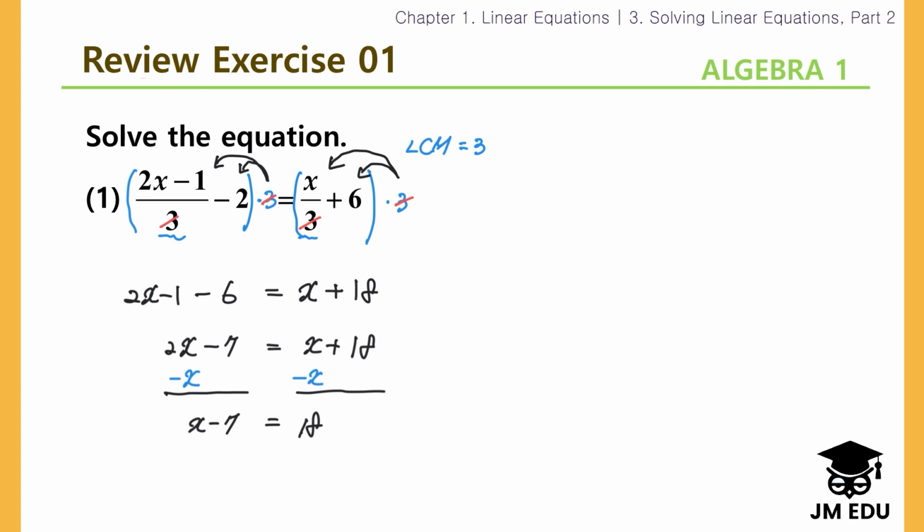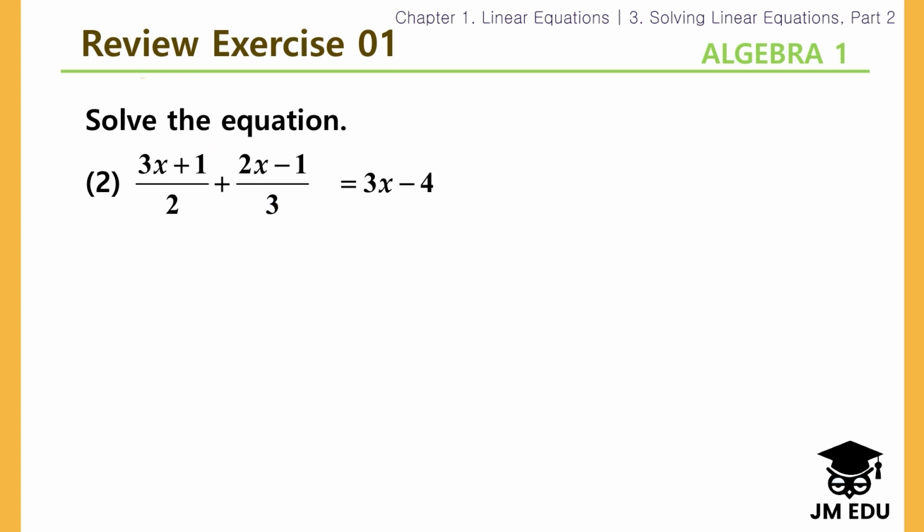Now, what we're going to do is add 7 to each side, and then we'll have x here. Here, 18 plus 7 is 25. So the answer for this equation is 25.